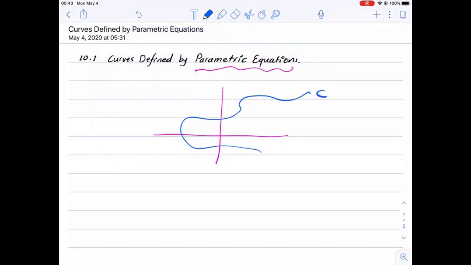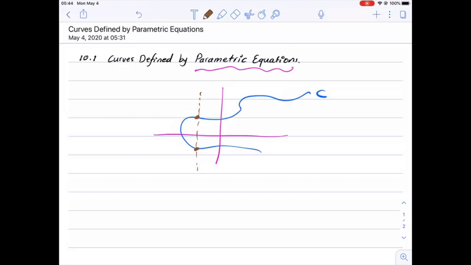In this lecture, we discuss curves defined by parametric equations. Imagine that you have this curve, C. For sure, this curve does not represent a function because it doesn't pass the vertical line test. For example, this vertical line intersects the curve in more than one point. That means C does not represent a function.